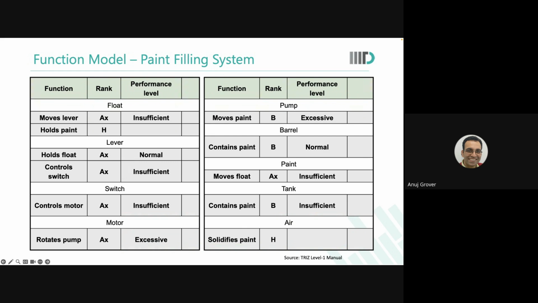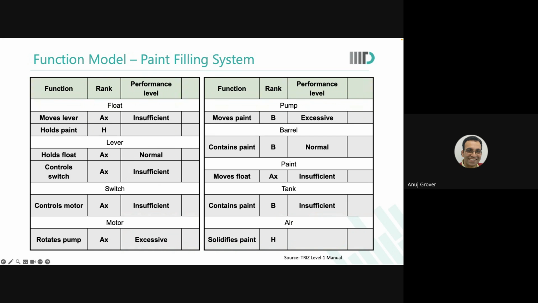So here we are. Float moves lever insufficiently, because when the paint spills, that is your problem and that is the function. That is the point where we need to model the function. So float moves the lever insufficiently. It is a useful function, but insufficiently performed.